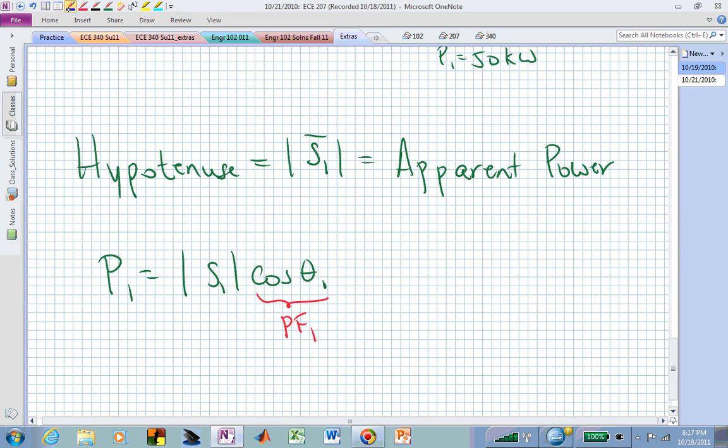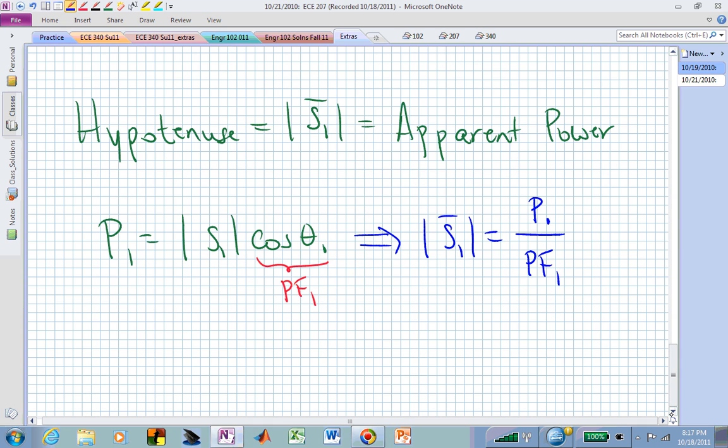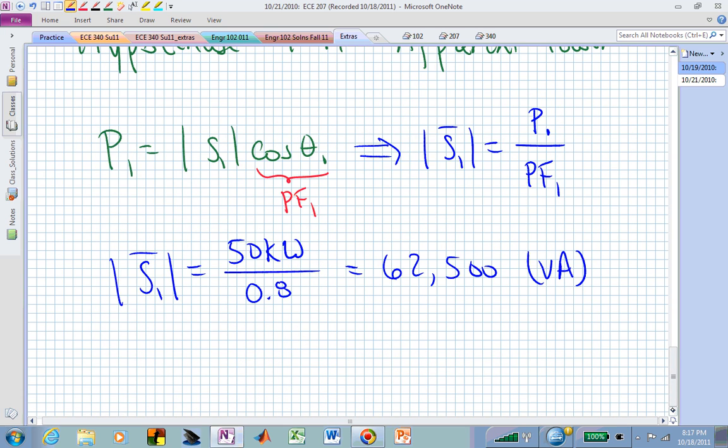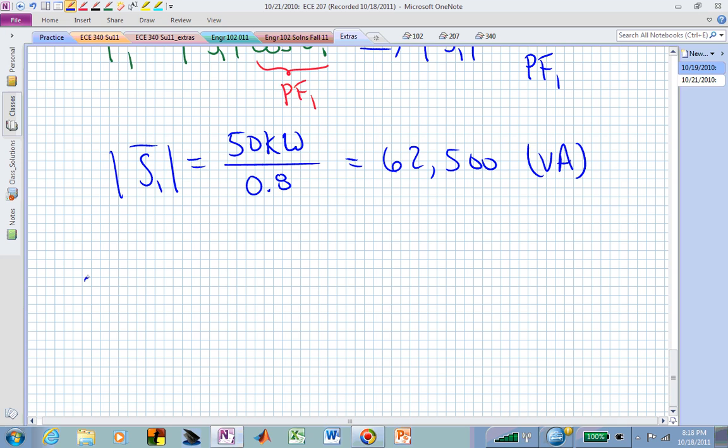What we know is P1, we know PF1. That allows us now to compute the apparent power, which is P1 divided by power factor 1, which was 0.8, or the apparent power is now 50K over 0.8, and that becomes 62,500 volt amperes. That's now the length of the hypotenuse. We know the angle. That allows us now to solve for Q1.